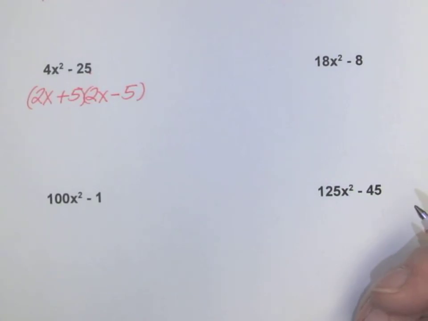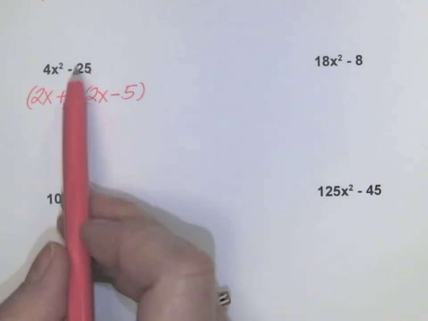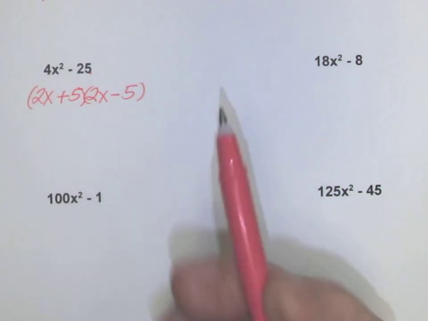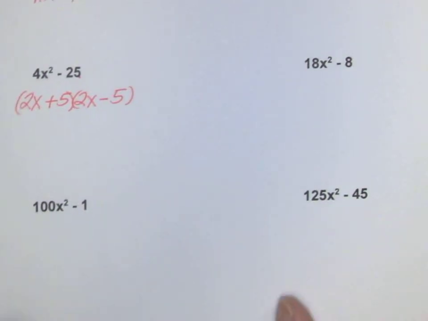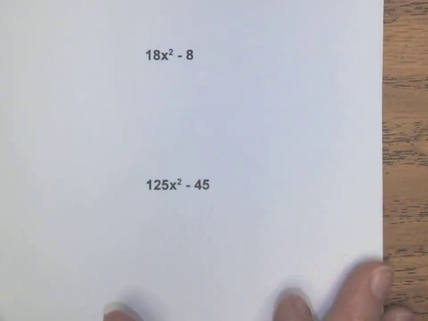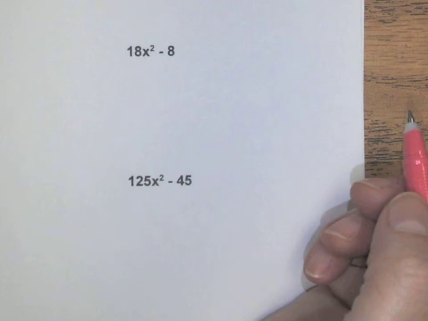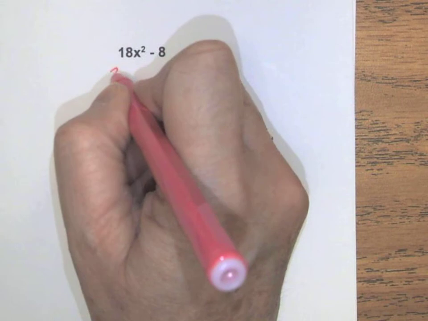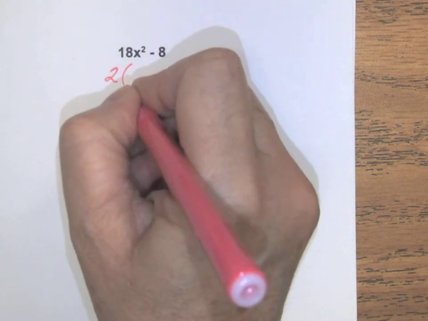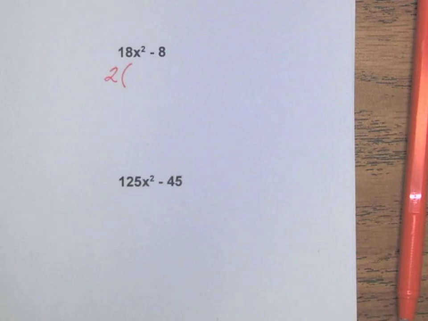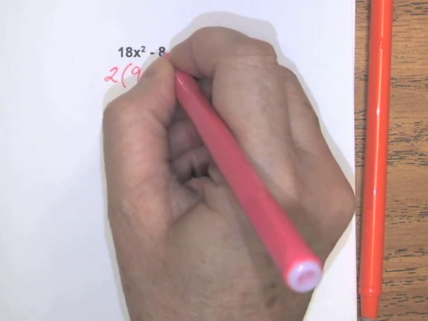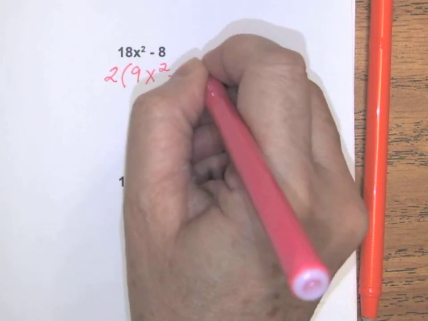One thing I didn't mention is when you're factoring, you always look for a GCF first. Is there a greatest common factor? Well, no, there's not. 4 and 25 don't have a common factor. But look at this one. Do 18 and 8 have a common factor? Yes, they do. They can both be divided by 2. So the first thing we do is take the greatest common factor out. We divide by 2. So 18 divided by 2 is 9. 8 divided by 2 is 4.